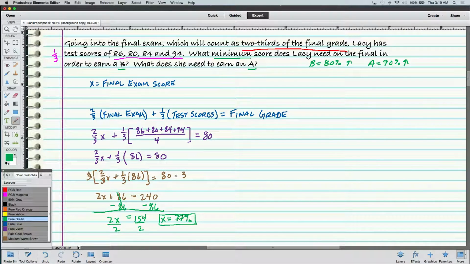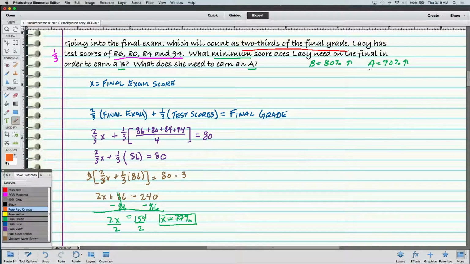Now, does this value make sense? Well, looking at our test scores, you'll see that all of the test scores are above an 80. So since all of these are above an 80, you know that she can go a little below an 80 and still have that average. So 77 is close to an 80, so that makes sense.